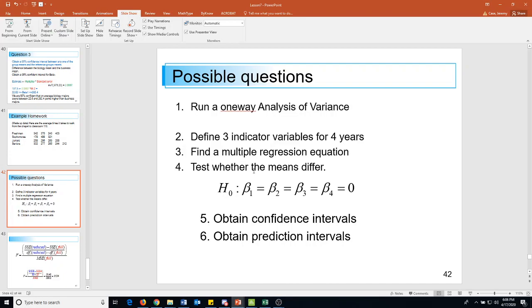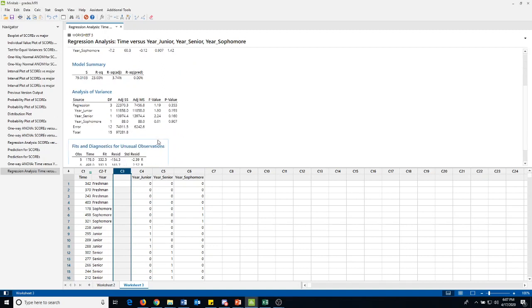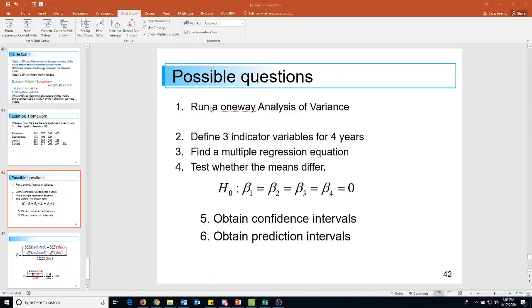Then we test whether the means were different. I set up my null hypothesis. I would say, okay, I'm going to do an overall F test. Do any of those betas differ? In other words, do any of those betas add utility to the model? If I did my regression, I get an F value of 1.19 with a P value of 0.353. So I would fail to reject the null hypothesis and say it appears that we have evidence that there is no difference in average time between the 4 classes for the time it takes to get from chapel to the door. And then obtain confidence intervals for each year.